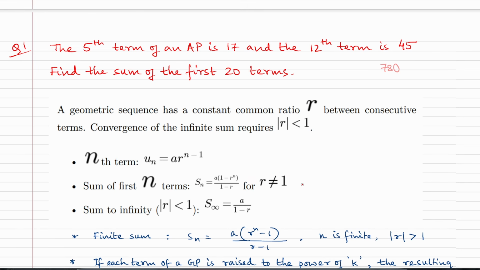This formula is used when you have a finite sequence and mod r is less than 1. What is modulus r? So modulus r could be any fraction, right? So it could be 1/3, minus 1/4, whatever.